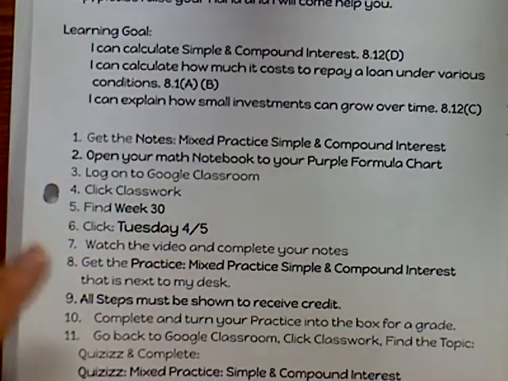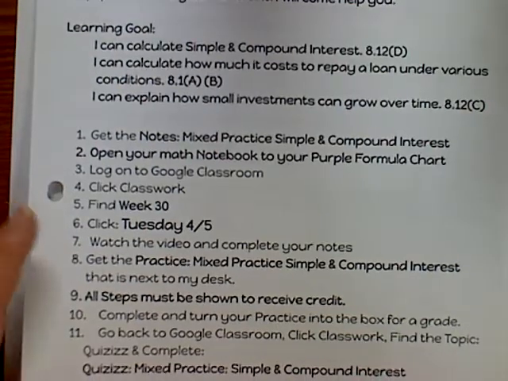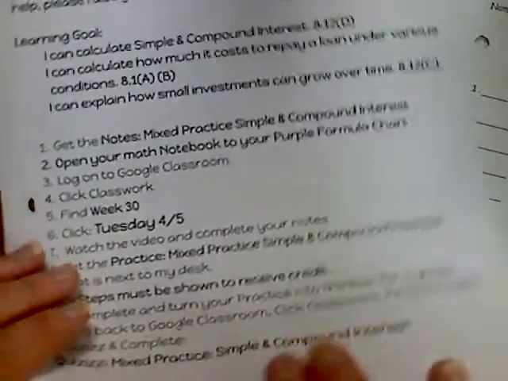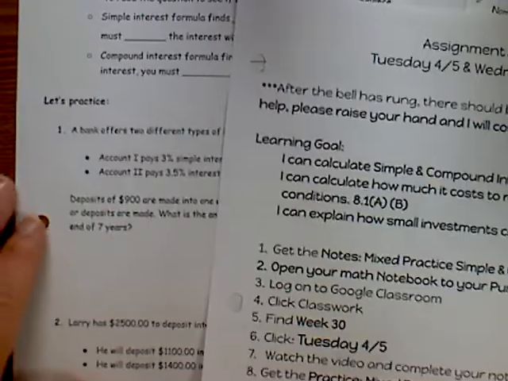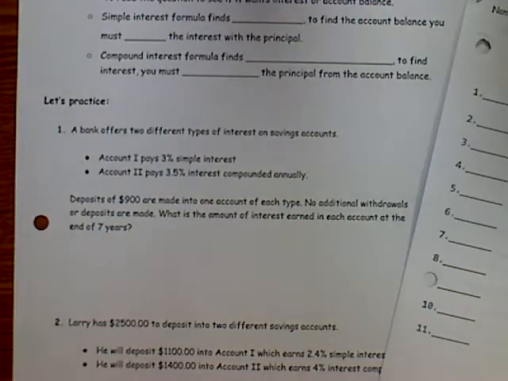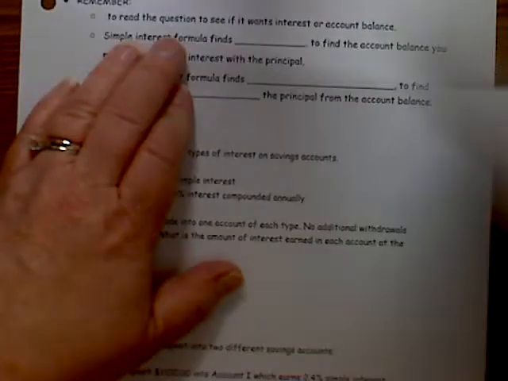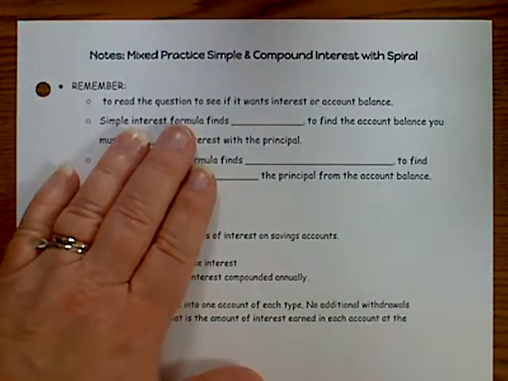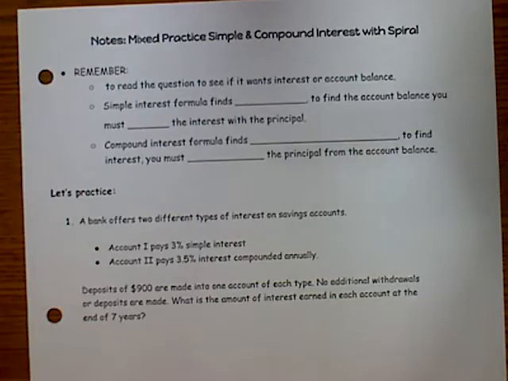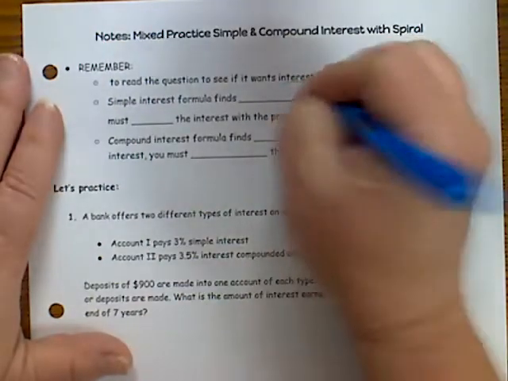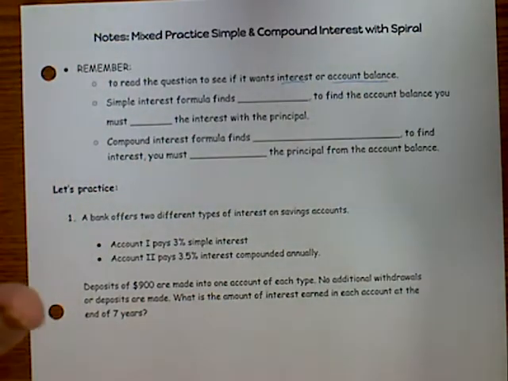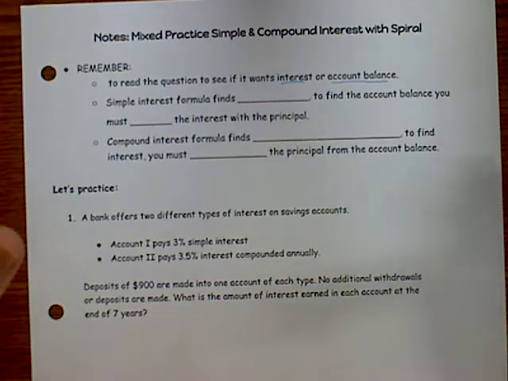My class says you're going to have 2 days to finish this, and I'm more than happy to let you work with somebody. Okay? Remember, you have to read the question. This is the first thing. You've got to read the question to see what it wants, whether it's interest or account balance. Look at the last sentence, and that usually will tell you what it's trying to get at.